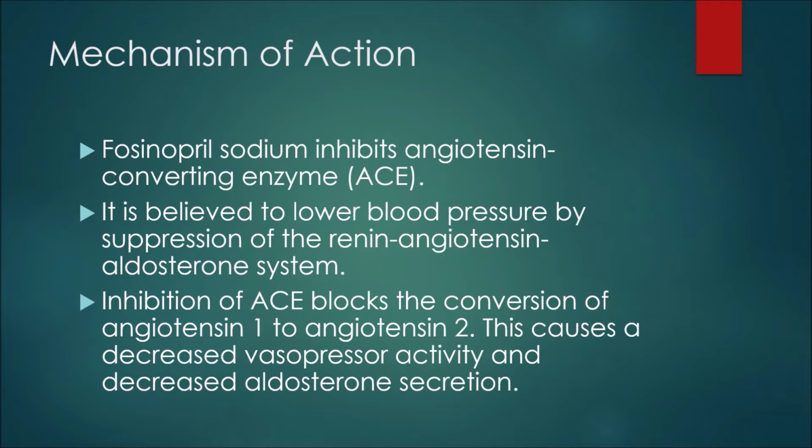So the first thing to discuss would be the mechanism of action, or how this medication works. So Fosinopril sodium inhibits angiotensin converting enzyme, or ACE. It is believed to lower blood pressure by suppression of the renin-angiotensin-aldosterone system. Inhibition of ACE blocks the conversion of angiotensin 1 to angiotensin 2. This causes a decreased vasopressor activity and decreased aldosterone secretion.